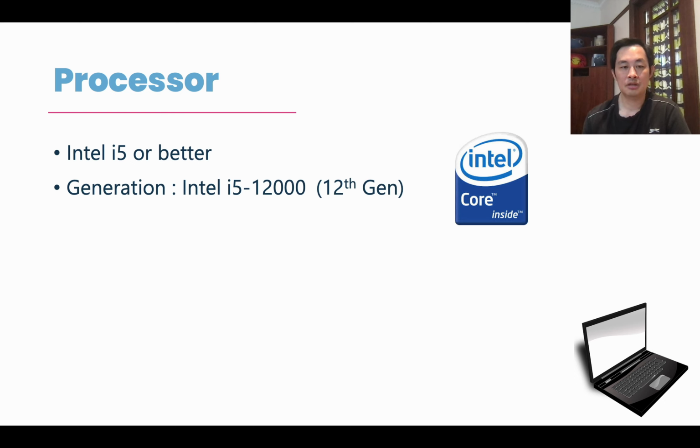The next thing when it comes to Intel anyway is the generation. Now you can see there it's got Intel i5-12000 and at time of this video 12th gen is the one. So the thousands at the end of the i5 is the generation.